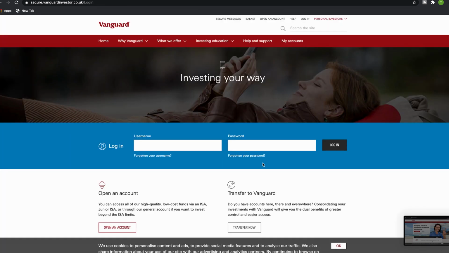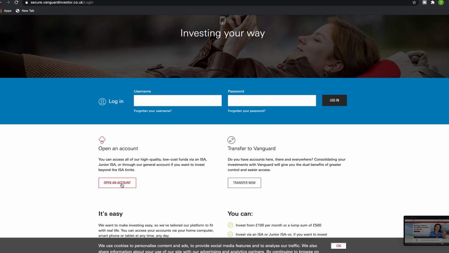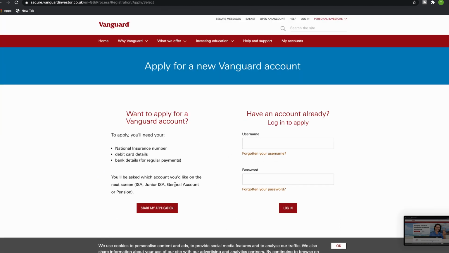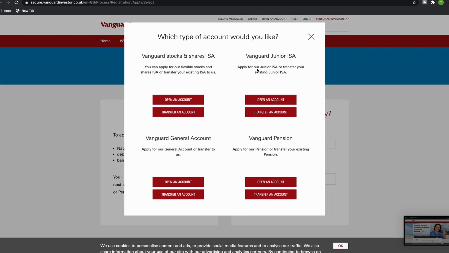So the moment you do that, it asks you if you're a new customer or if you're an existing customer. If you're an existing customer or investor, you sign in with your username and password. If you're new, then you click on open an account. So if you're doing this for the first time, what you want to do is click on open an account. Once you've done that, you say start my application. Now you're presented with these four options.